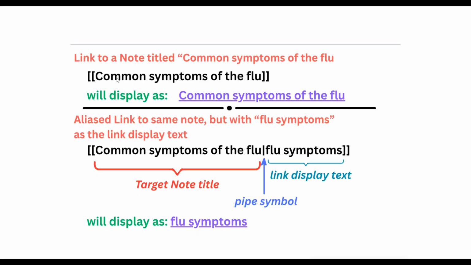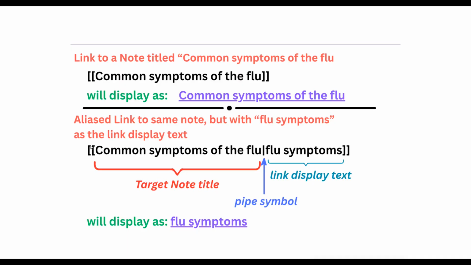I've created this link to a note titled Common Symptoms of the Flu. I know it's a link because of the double brackets, and that's the note's title. If I create the link exactly like this, it will display this way, purple and underlined, but with the exact text of the title of the note, Common Symptoms of the Flu. Let's say I don't want the link to display this way. Let's say I want to simplify it, and I want the link to say Flu Symptoms. This is where I use an aliased link.